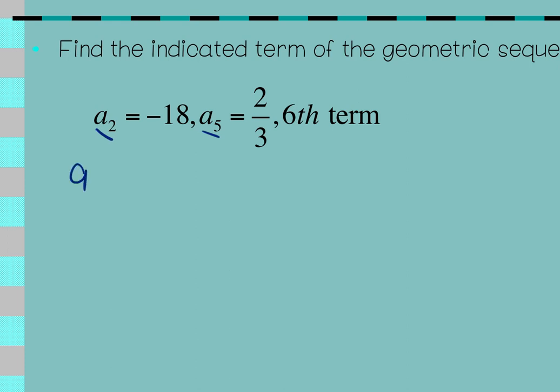If I did this, what would my exponent have to be? Negative. We don't want to do that, right? You can do it that way, but you don't want to if you can avoid it. So if I put it the other way, A5, A2, what's the exponent on R? 3. So A5 is 2/3, A2 is -18, R to the 3rd.